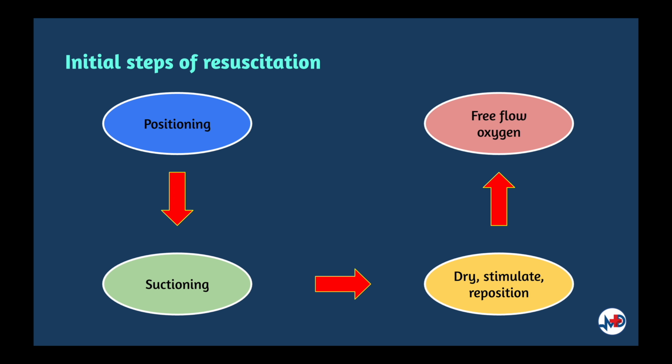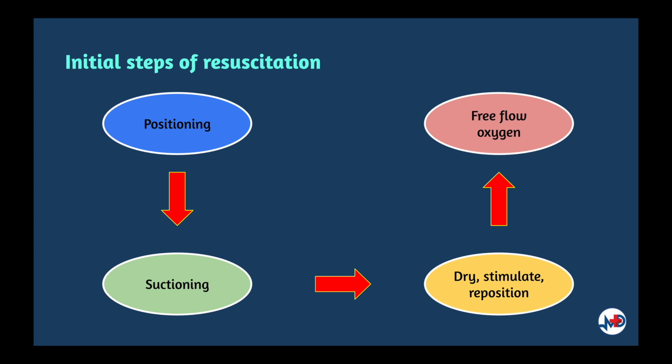Next is suctioning. The mouth and the nose should be suctioned. One should not insert the catheter very deep in the mouth or nose for suctioning because it can cause severe bradycardia or apnea. For suctioning, the size of the suction catheter should be 12 or 14 French. The suction pressure should be kept around 80 millimeters mercury or 100 centimeters water and not exceeding 100 millimeters mercury.